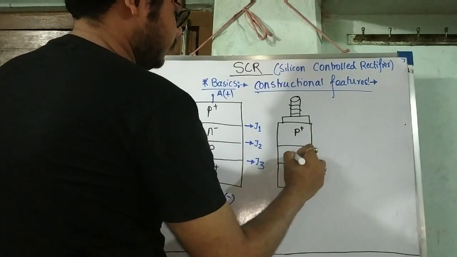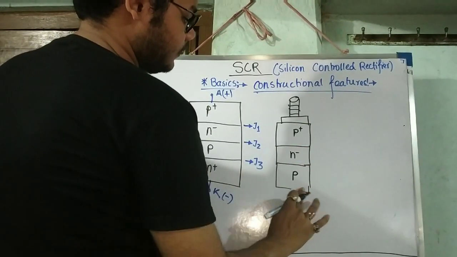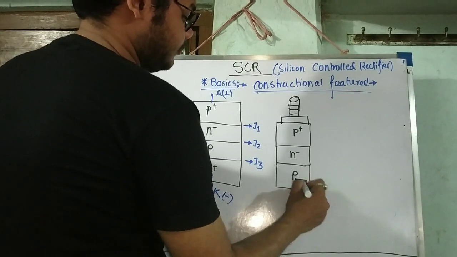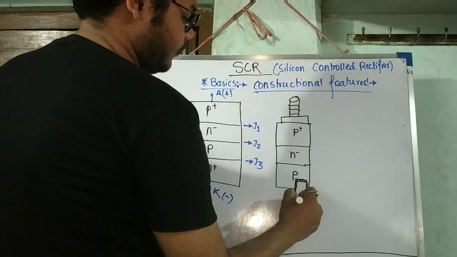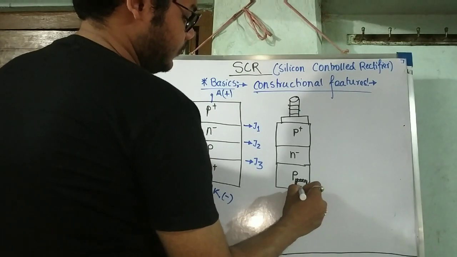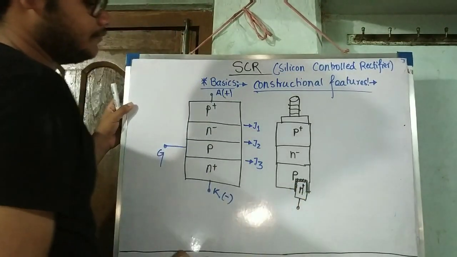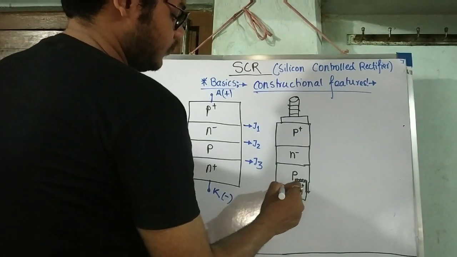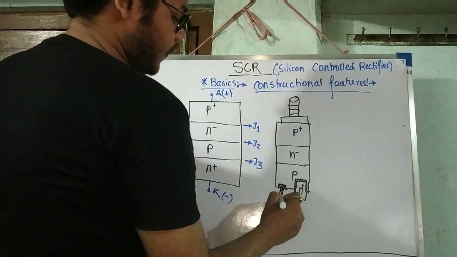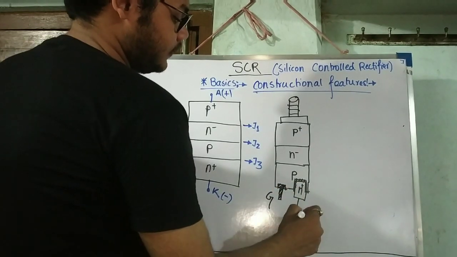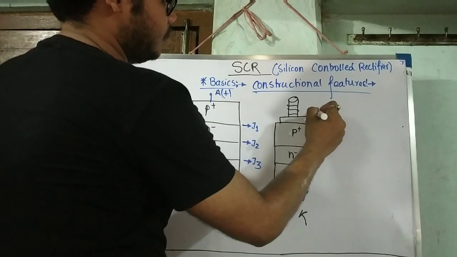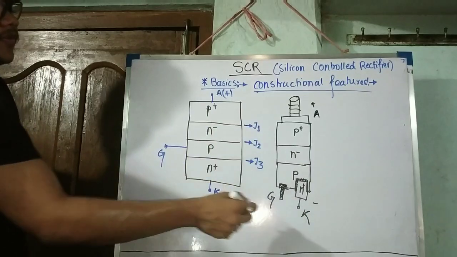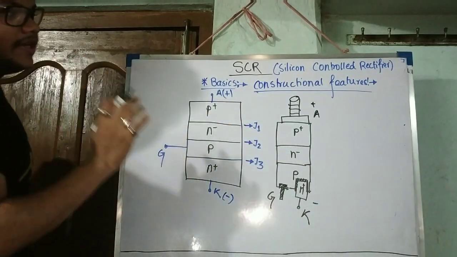This is your P plus N minus P, and the N layer is constructed like this. Okay, this is your N plus layer, and this is your gate terminal, this is your cathode, this is your anode, this is positive and this is negative. This is a constructional idea of a SCR.